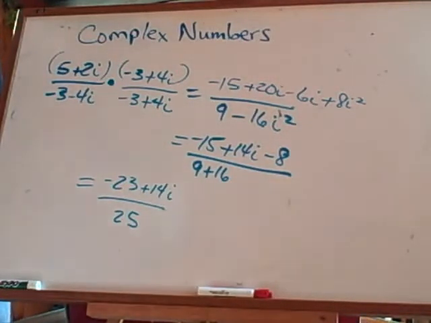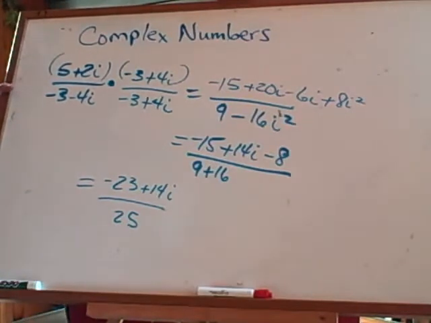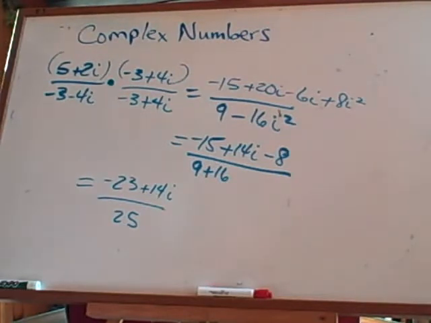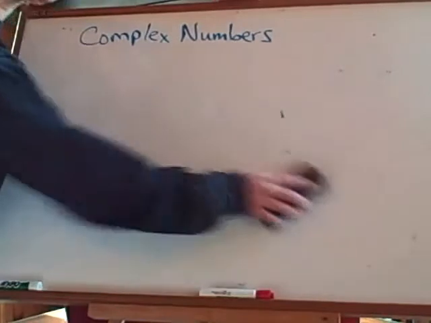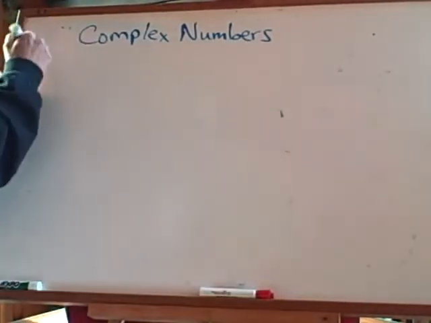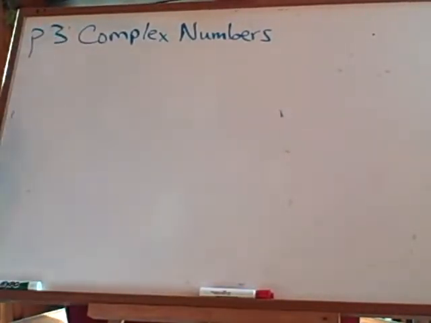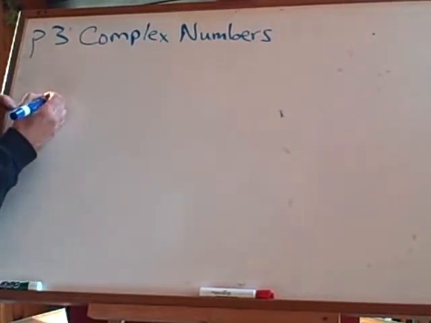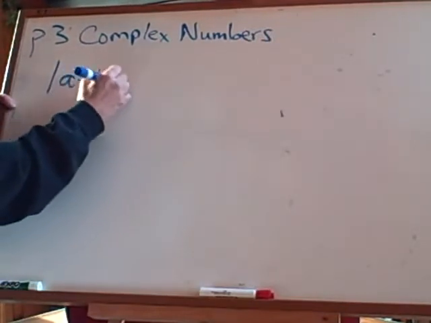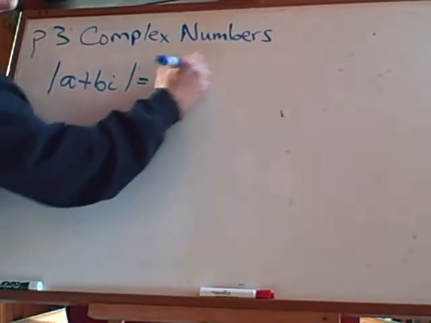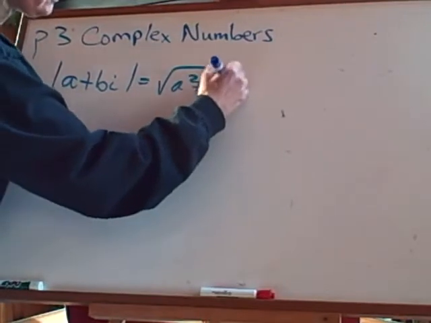We're going to move over to the top of page 3, where we're finding the absolute value or magnitude of a complex number. Basically, we're finding the distance of the complex number from the origin, and I'm going to show you this in a minute, and this is where it has to do with vectors. So this is page 3. The absolute value of a plus bi is equal to the square root of a squared plus b squared.